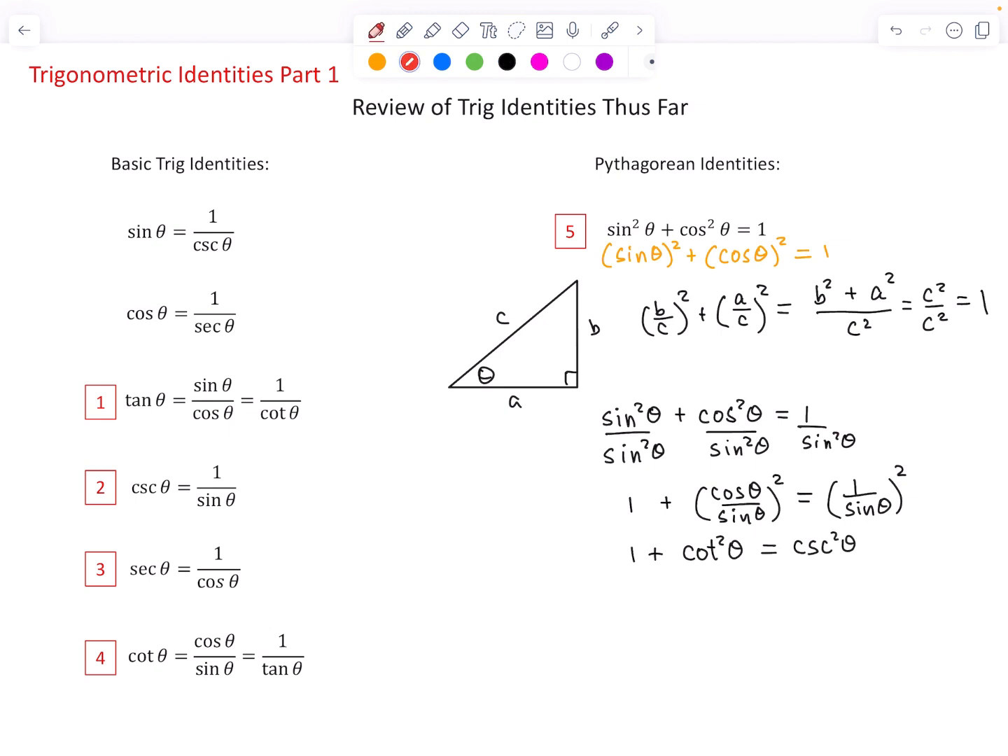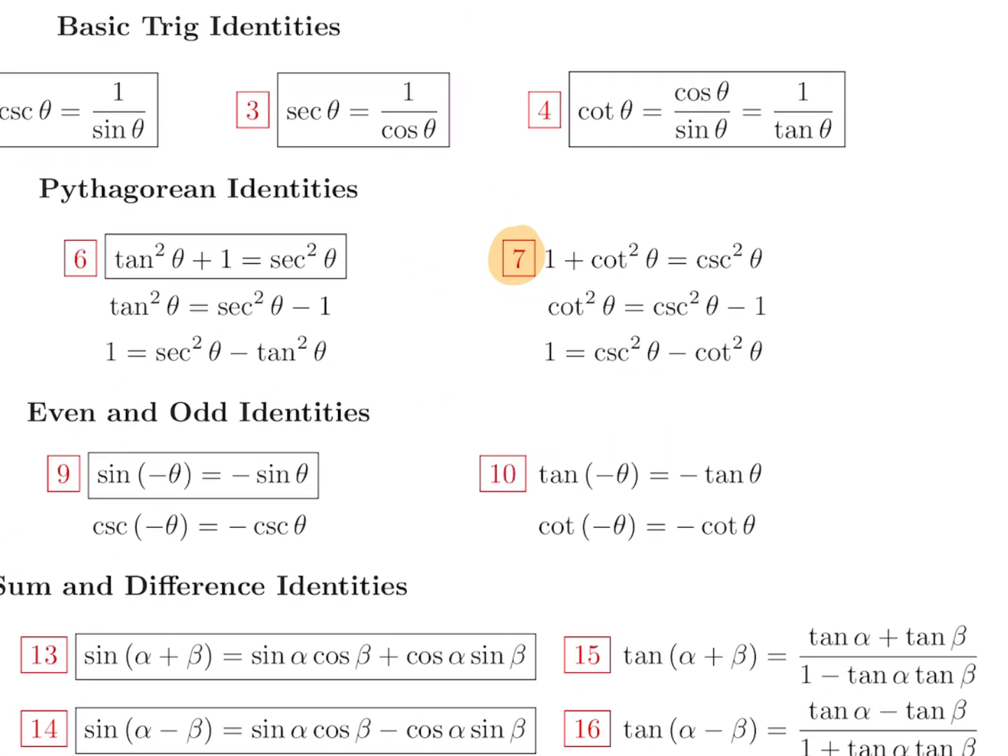And this is the identity on our summary sheet that is numbered identity 7, listed right here. And then if you take identity 7 and subtract 1 from both sides, you get this variant of it. Or if you take identity 7 and subtract cotangent squared from both sides, you get this variant of it.